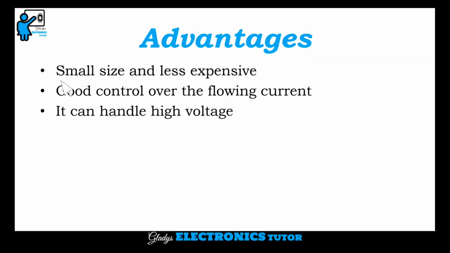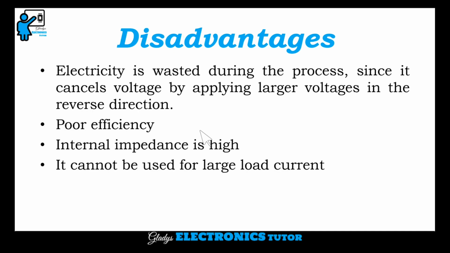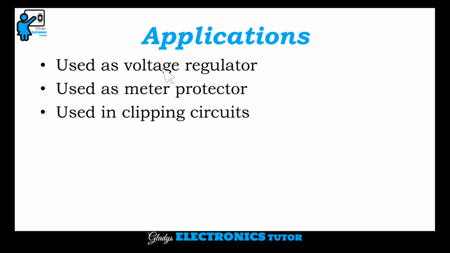The advantages are small size and less expensive, good control over the flowing current, it can handle high voltage. Disadvantages are electricity is wasted during the process since it cancels voltage by applying larger voltages in the reverse direction. Poor efficiency, internal impedance is high, it cannot be used for large load current. The applications are used as voltage regulator, used as meter protector, used in clipping circuits.